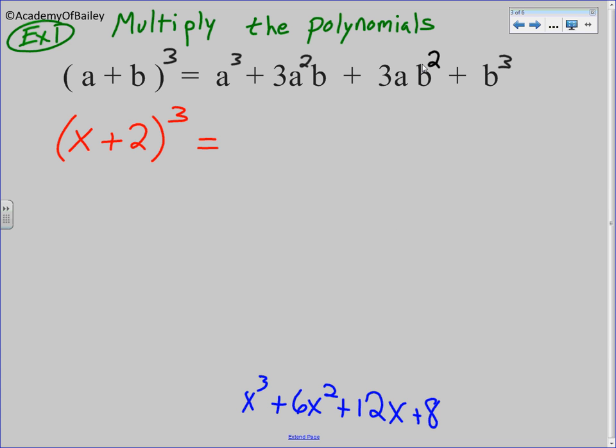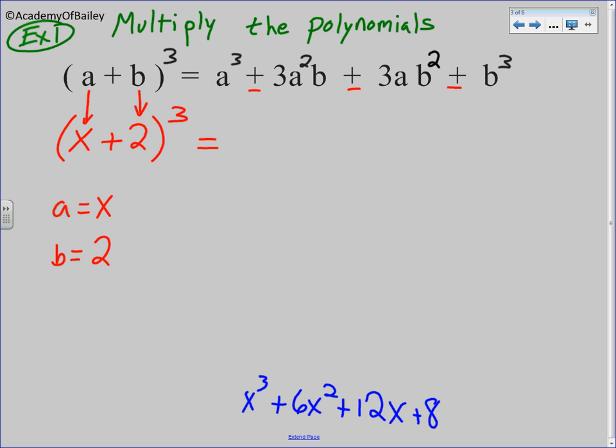And let's look. In the pattern, let's go up here and look in the pattern. A is going to be x, and B is going to be 2. We notice they both have plus signs, and that's important because when you have a plus sign, every sign in the pattern is going to be plus. We're going to get to one where it's different. Some of the signs change. But in this case, they're all plus.